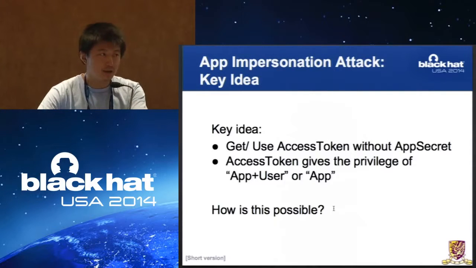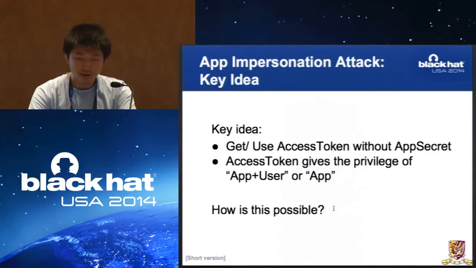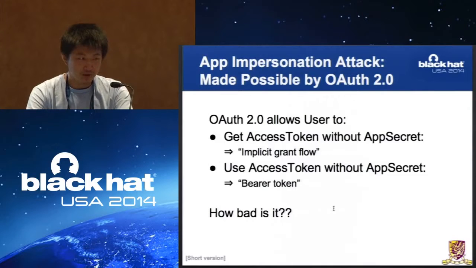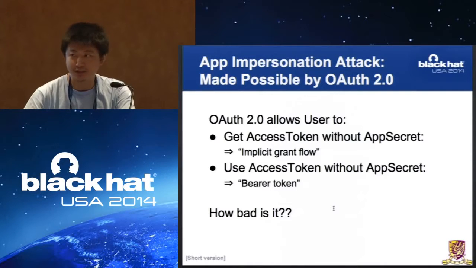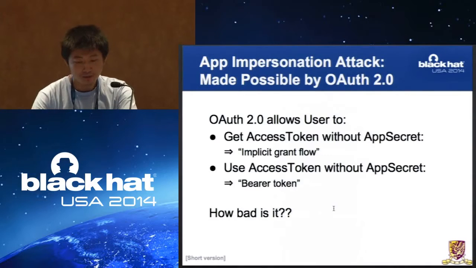For example, it can operate something on behalf of the app and the user, say post a status via this app for this user. And also it can sometimes operate on behalf of the app, for example, send something to the app installers. So how is this possible? Actually, it turns out OAuth 2.0 allows a user to easily get an access token without the app secret. This is via something called the implicit grant flow. We'll show you the details later. And also, it allows a user to use an access token without the app secret. This is called a bearer token.